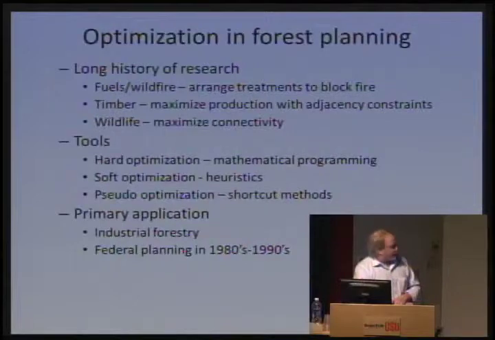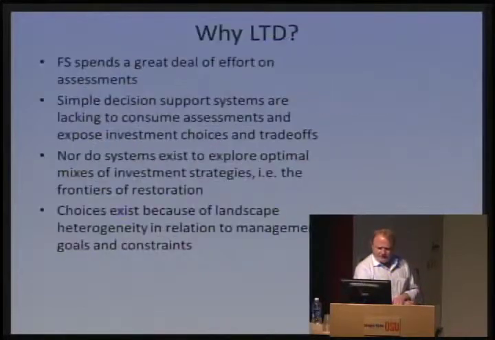So some of the tools: there's hard optimization tools, mathematical programming they call it, soft optimization, heuristics, pseudo-optimization, which are sort of shortcut methods. And the primary application these days is industrial forestry, and historically was in federal planning. We used it for plan and other linear programming techniques, a form of hard optimization in the 80s and 90s, but it largely disappeared from the scene, and so you could call this kind of a resurrection.